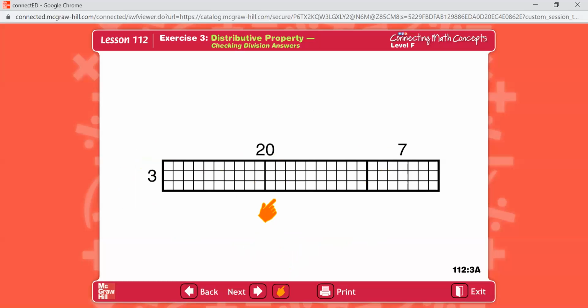Now we can work the division problem. We multiplied by the number of rows, so we divide by the same number, the number of rows. So we'll do 81 divided by the number of rows, 3. 81 divided by 3.